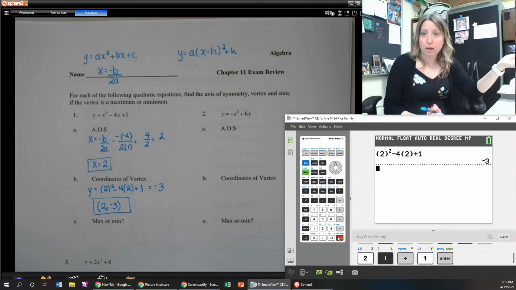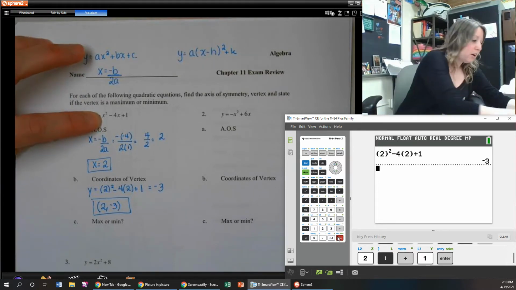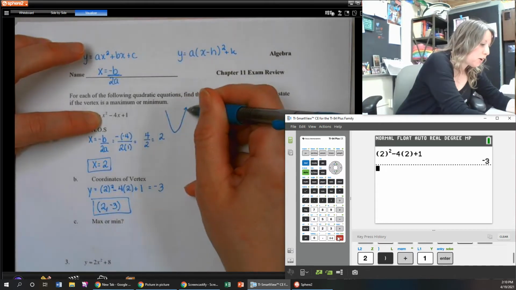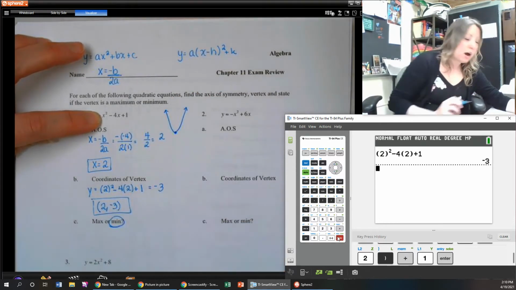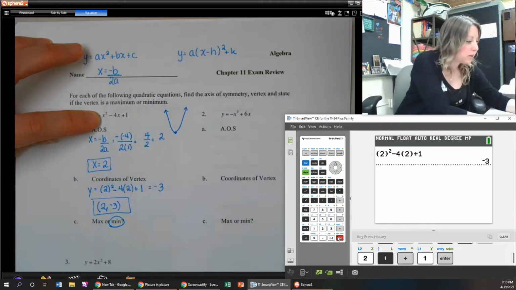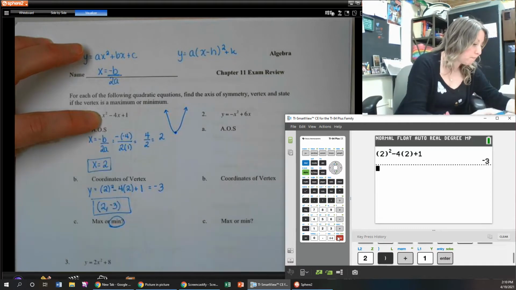Lastly, I can just circle max or min. I can tell that this is a smiley face parabola, and just sketch it. Smiley face parabolas have a bottom, so this is a minimum. How can I tell it's a smiley face parabola? Because this is a positive x squared, right?